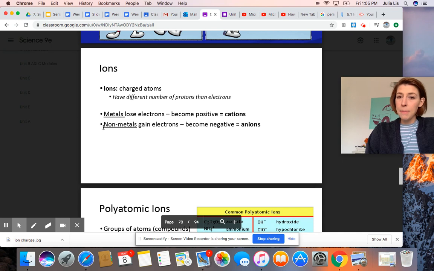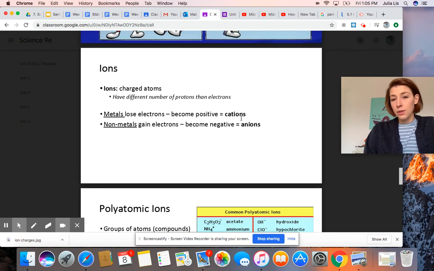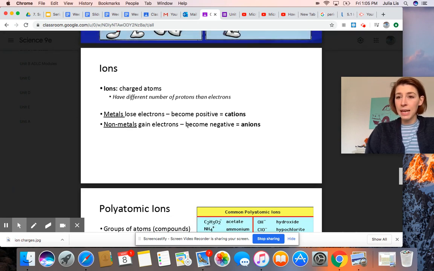So again, metals are givers. They like to lose electrons, so they will become more positive. You can argue they're called cations, so cats make you more positive. And then nonmetals are greedy, and so they're going to be gaining all these electrons, and if they are more negatively charged, we call them anions.